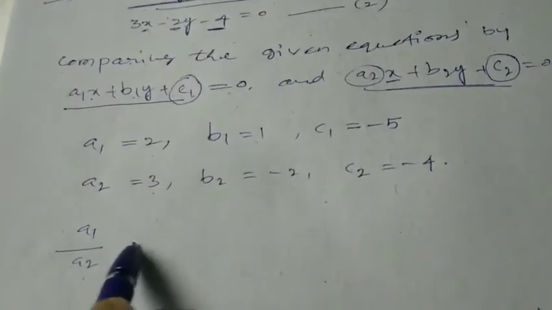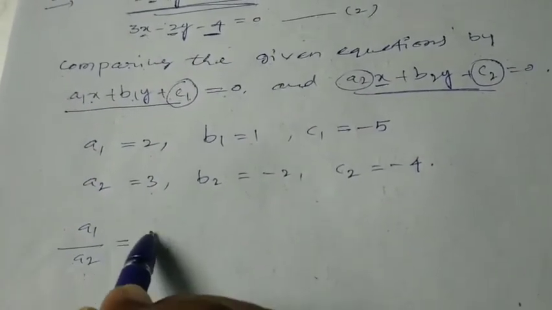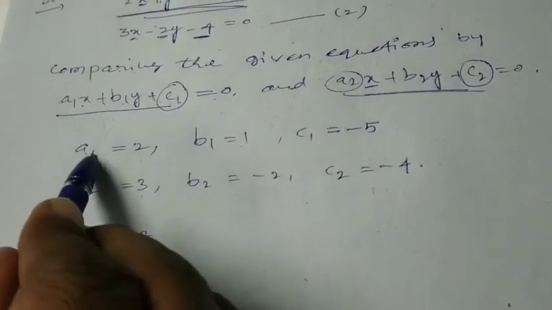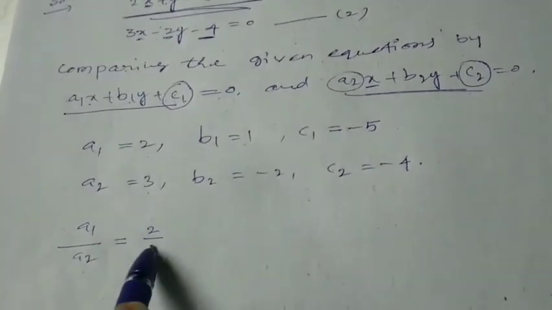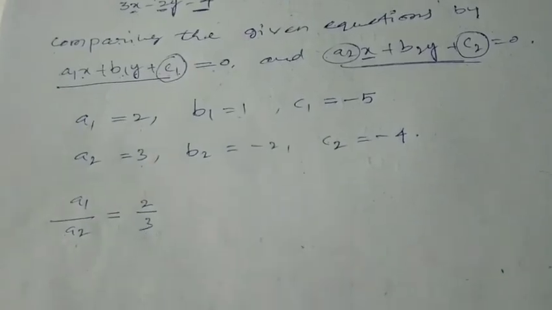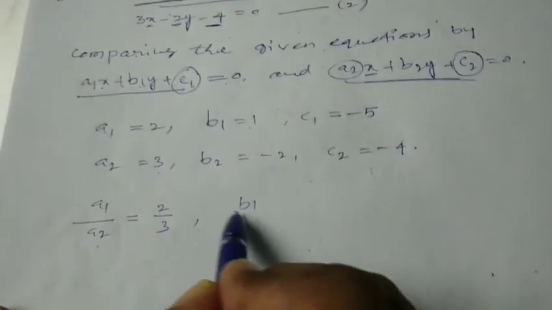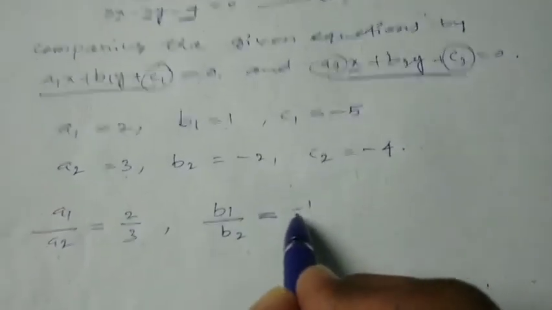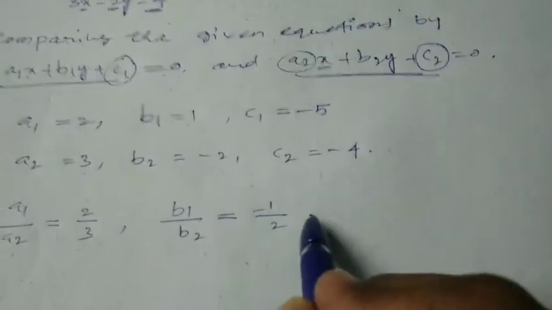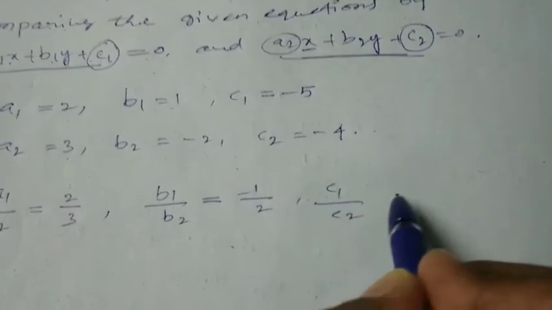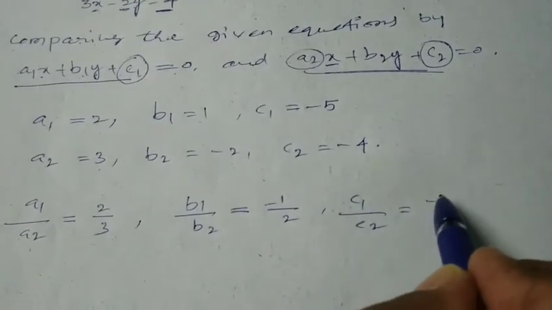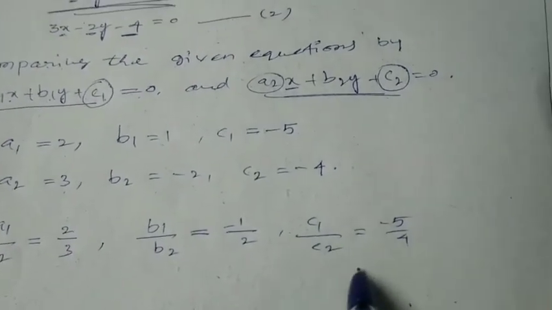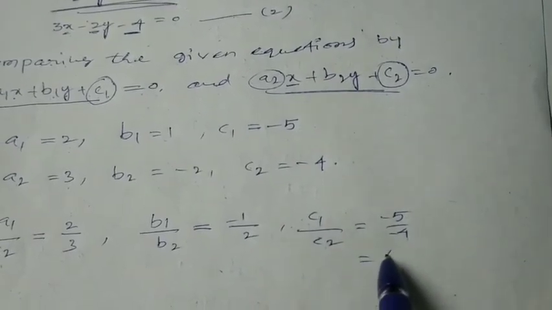a1 by a2, where a1 equals 2 and a2 equals 3. So a1 by a2 equals 2 by 3. Next, b1 by b2 equals 1 by minus 2, which is nothing but minus 1 by 2. c1 by c2 is equal to minus 5 by minus 4, which is nothing but 5 by 4.